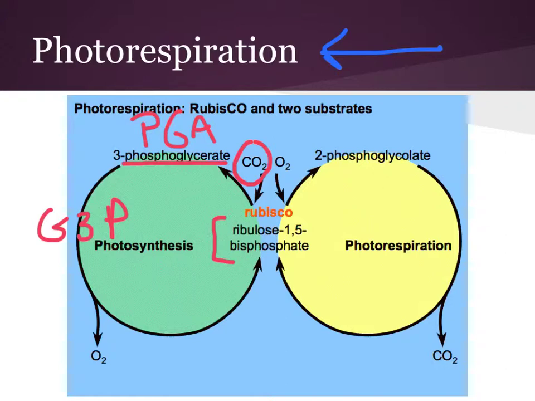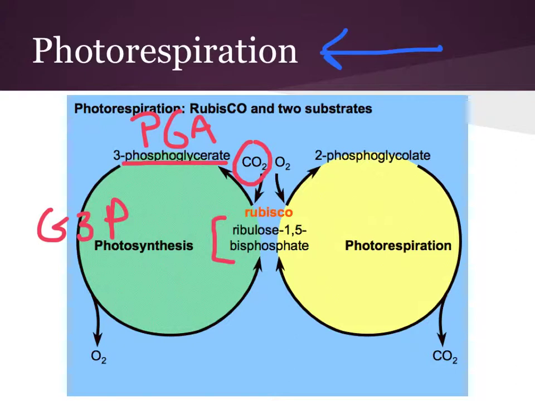Okay? So this is what happens under normal circumstances with the Calvin cycle. The problem arises, of course, when plants close their stomata. When plants close their stomata, the plants don't have carbon dioxide. They don't have enough carbon dioxide.